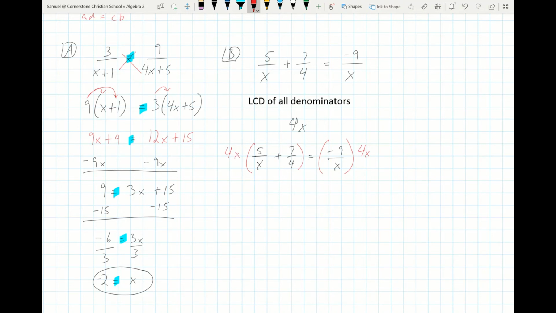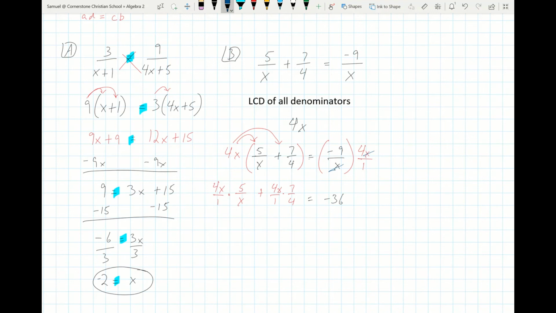So starting with the right side, this 4x is multiplying negative 9 over x, and so 4x is really over 1. And I can already see that I can do something else. It's called cross-canceling. So those two x's can cancel out. So I'll end up with negative 9 times 4, which is negative 36. On the left side, I need to be sure to distribute to both things. So this is going to become 4x over 1 times 5 over x plus 4x over 1 times 7 over 4. And again, I can do some canceling.